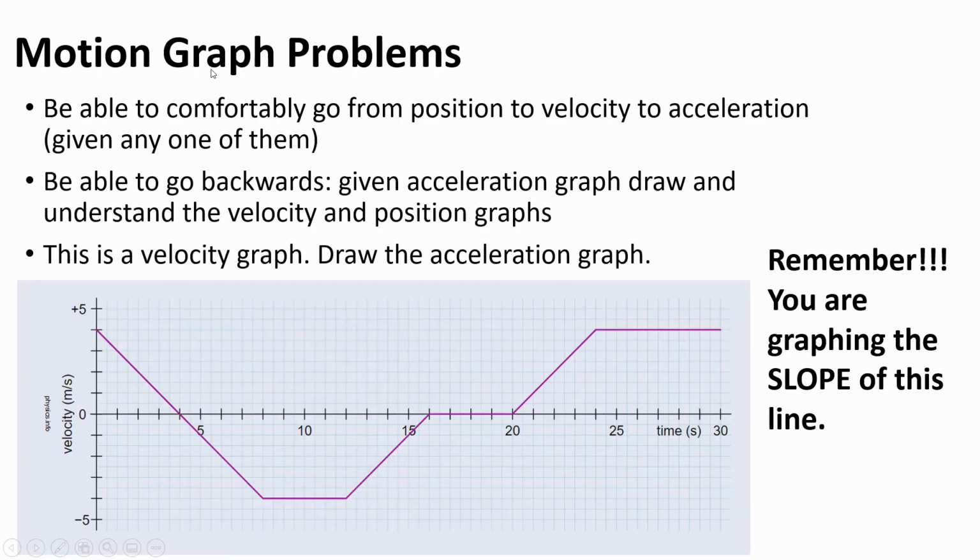Alright, now motion graph problems can get a little tricky. You need to be able to comfortably go from position to velocity to acceleration. Given the position graph, be able to know what the velocity graph would look like. From the velocity graph, be able to know what the acceleration graph would look like. So you have to be able to quickly understand how the slope relates to the next graph. You also have to be able to go backwards. Given the acceleration graph, draw and understand what the velocity and position graphs would look like.